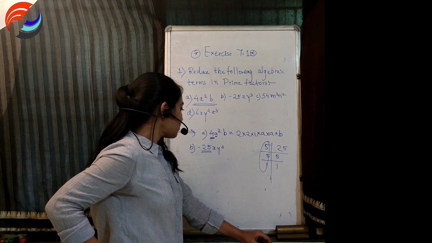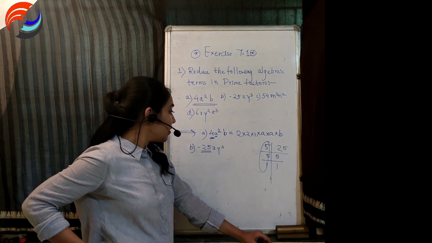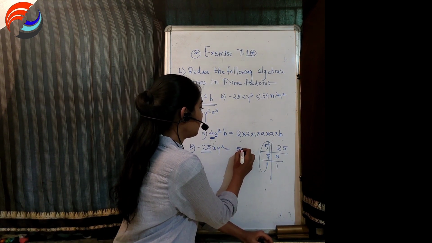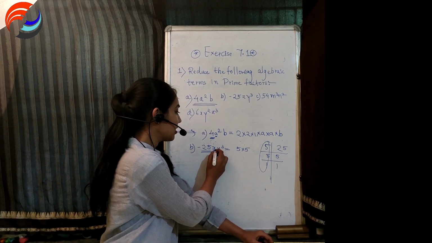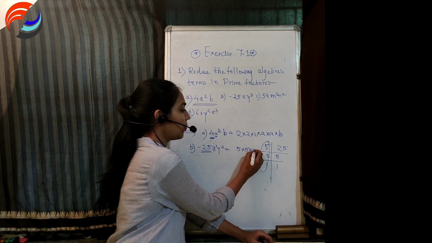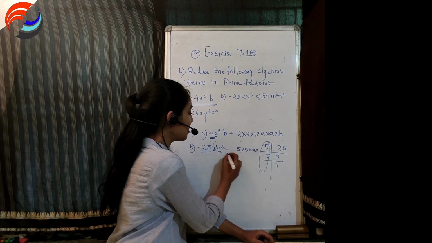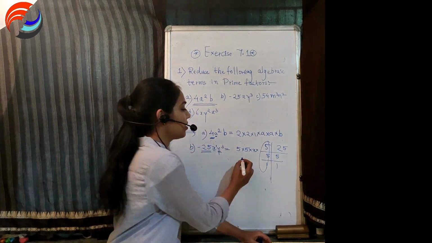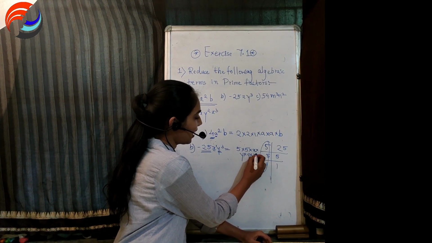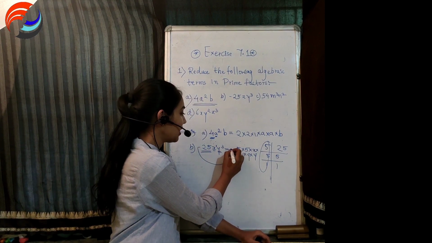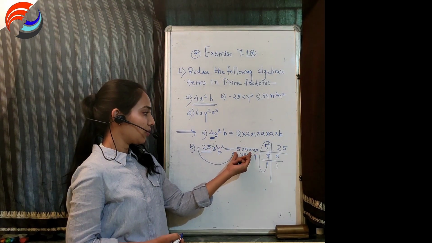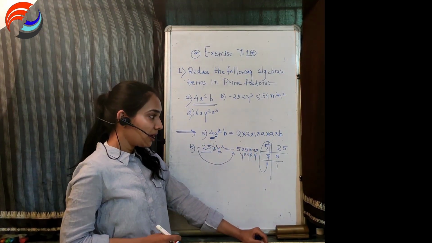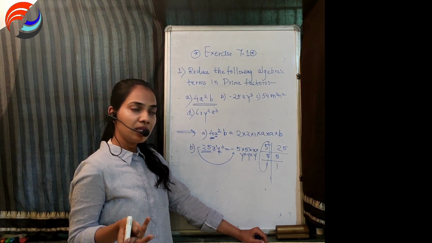Okay, so now instead of 25, write 5 multiply 5. And x, its power is 1, so write x once, and y cube, its power is 3, so write 3 times y. So y multiply y multiply y, and the minus is remaining, put it as it is. So what is the factor of minus 25xy cube? Minus 5 multiply 5 multiply x multiply y multiply y multiply y.